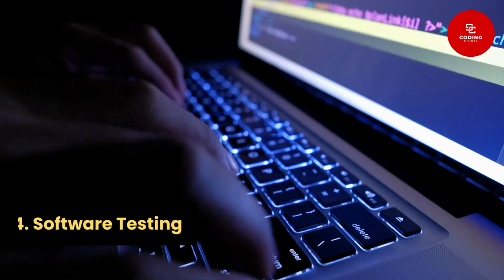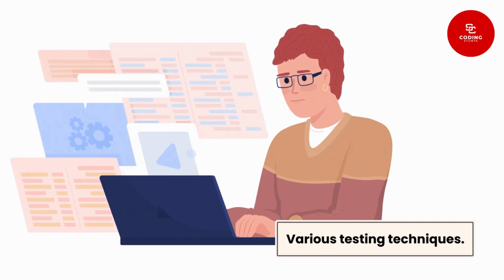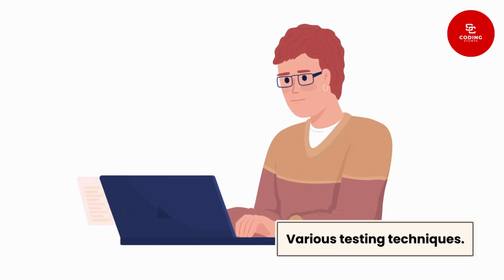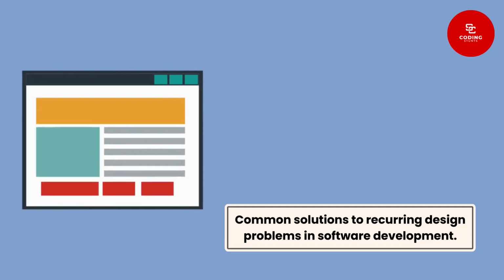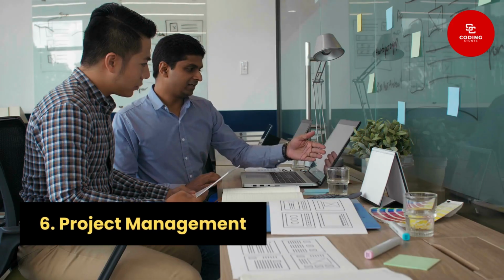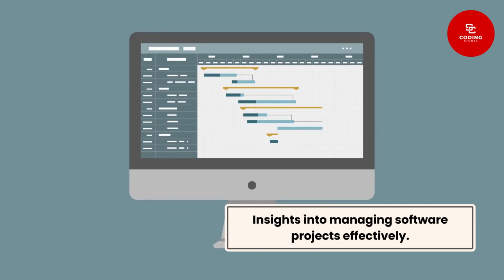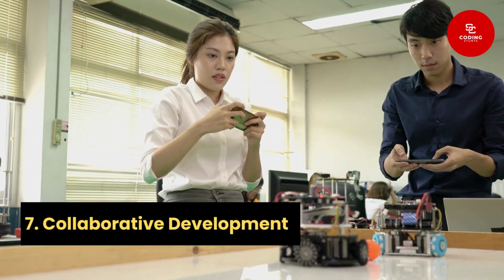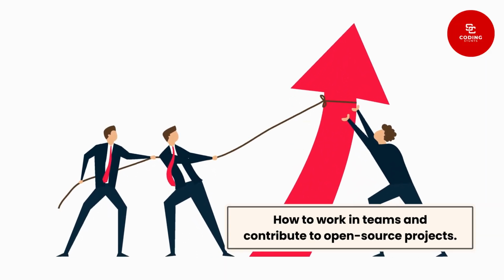Number 4. Software testing. Understand the importance of testing and learn various testing techniques. Number 5. Design patterns. Explore common solutions to recurring design problems in software development. Number 6. Project management. Get insights into managing software projects efficiently. Number 7. Collaborative development. Learn how to work in teams and contribute to open source projects.